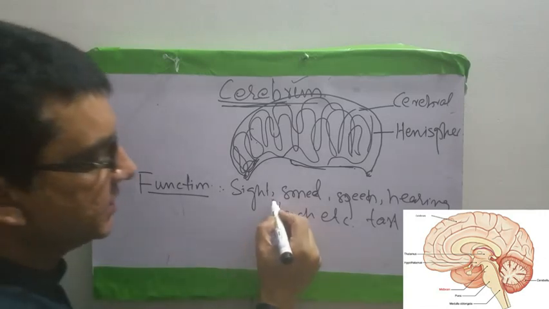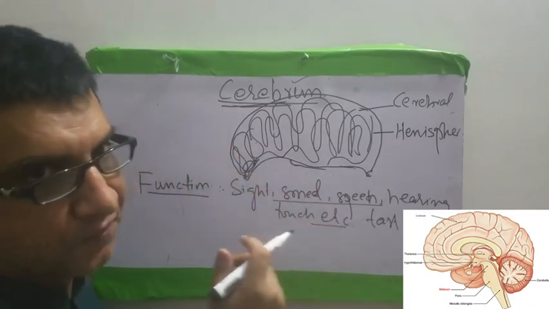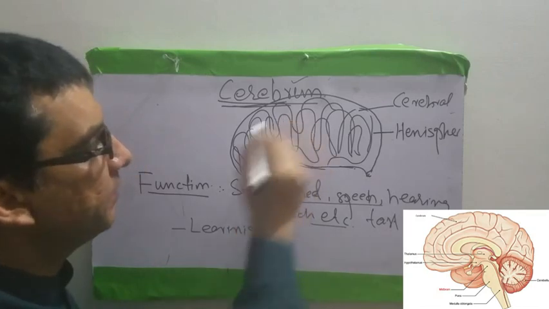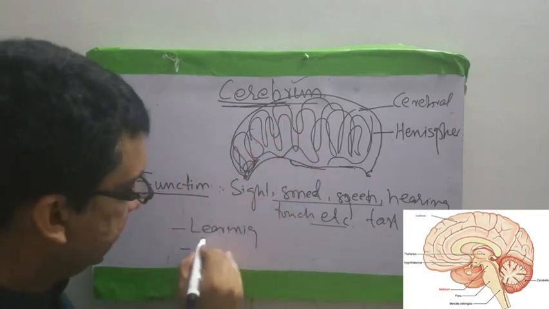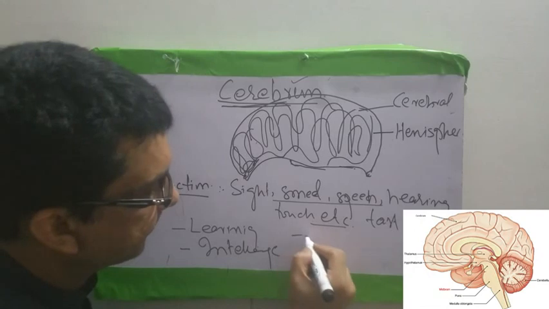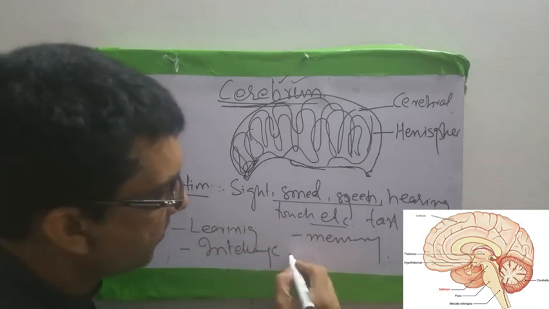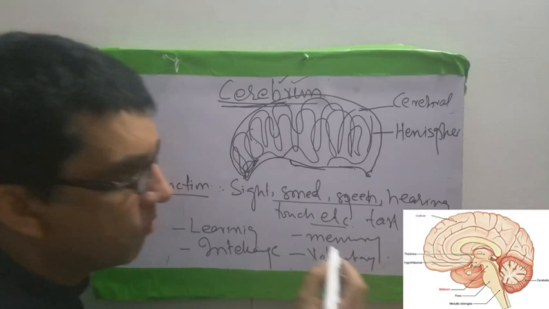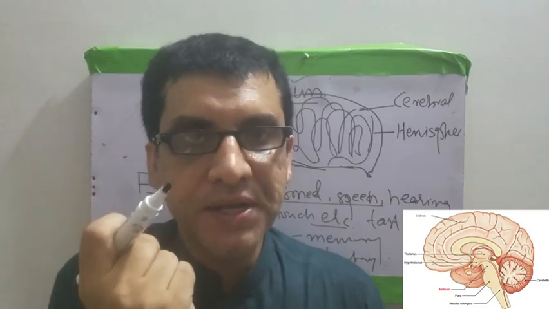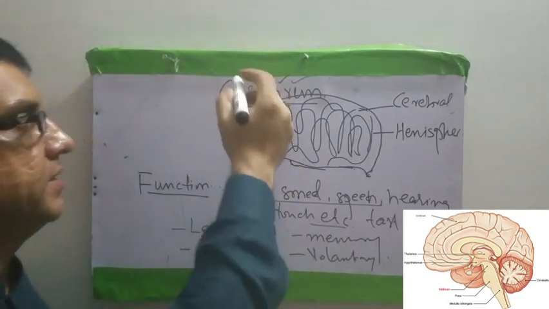Except for these sensory functions, the cerebrum also controls some advanced functions, like learning. So learning takes place in the cerebrum. Intelligence is also controlled by the cerebrum. The memory is also controlled by the cerebrum. Voluntary movement, the movement that is in your will, like when I bend this hand, is a voluntary action. So all the voluntary actions, movements of the body, are also controlled by the cerebrum.